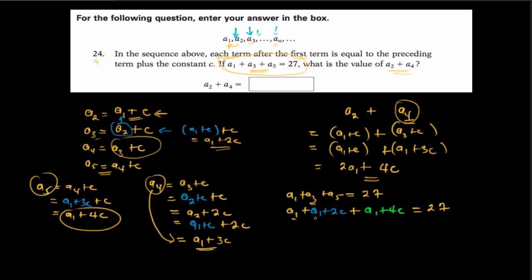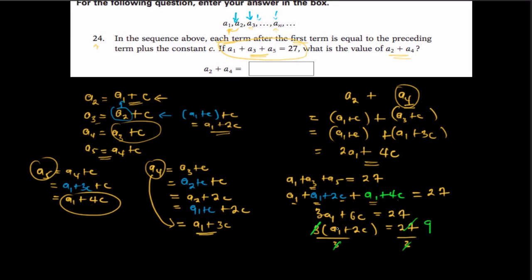Now A1 plus A1 plus A1, that's going to give you 3A1. And then 2C plus 4C is going to give you 6C. So this should give you 27. In other words, 3 is common here, so we could factor 3 out, and then we have A1 plus 2C. So this gives you 27. And then you could divide both sides by 3, so here 3 crosses out, and what I have left is A1 plus 2C equals 9.